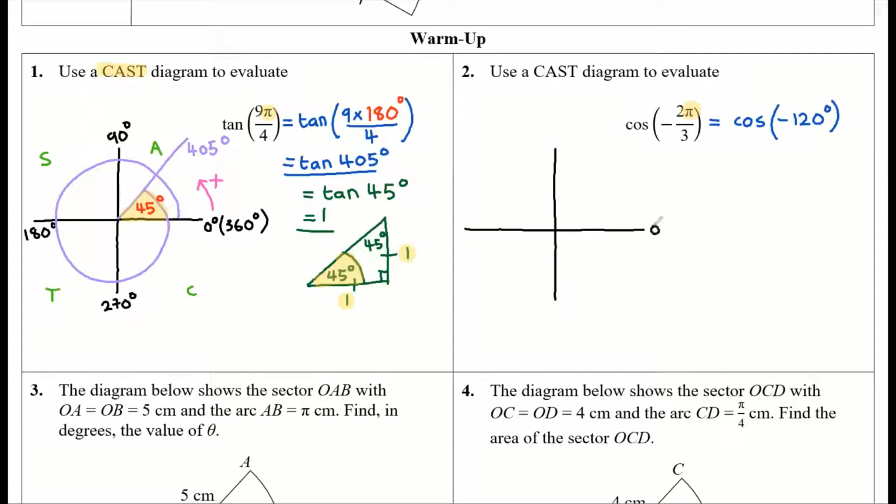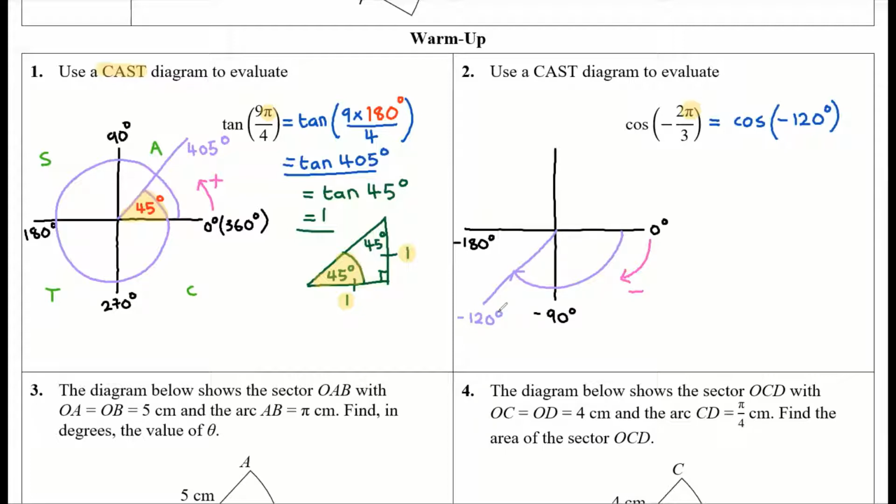So if we start at 0 degrees, I wish to move in the negative direction that way. My first stopping point would be negative 90 degrees, and then negative 180 degrees. I know that my angle is going to lie between negative 90 and negative 180. It's probably not that far, actually. Something around about here. So that angle there is negative 120 degrees.